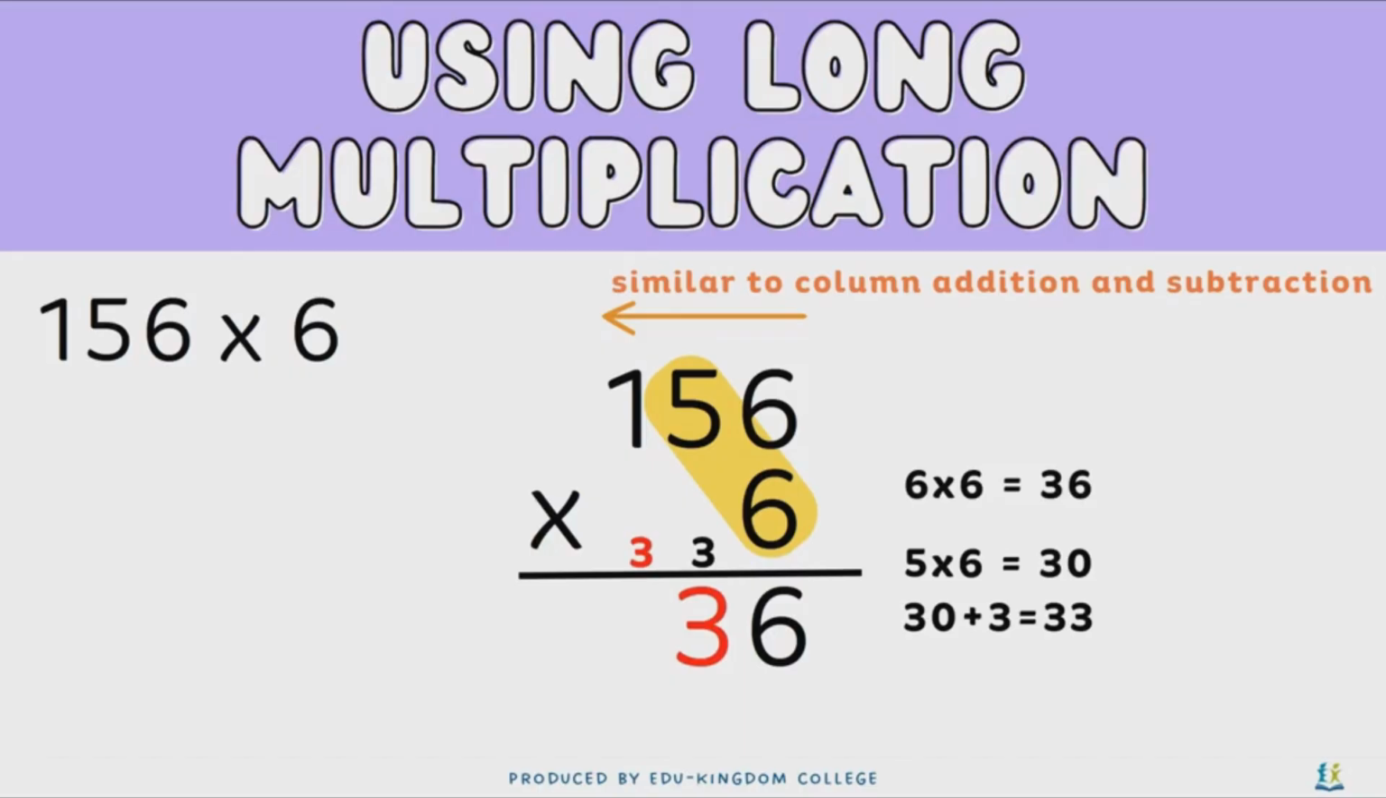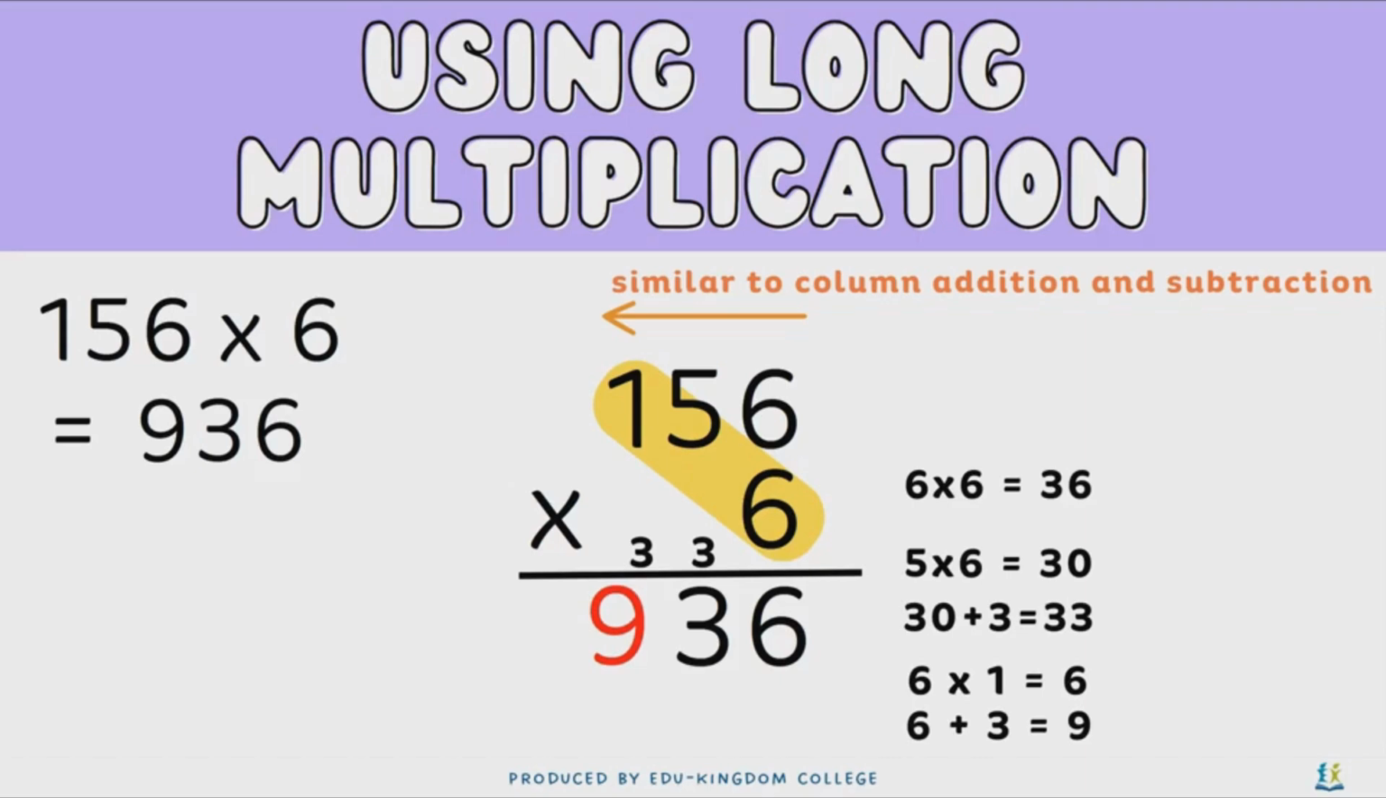Carrying over another 3 to the hundreds place. I'm going to repeat this process for the last digit, which is the hundreds digit 1. 1 times 6 we know is going to give us 6, plus the 3 gives us a 9. So now we get 936, so the answer to 156 times 6 is 936.